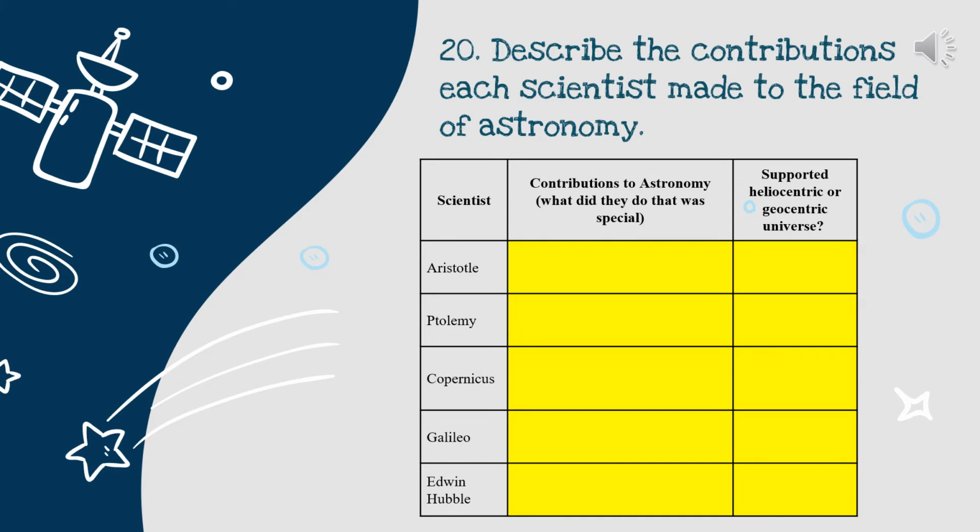Copernicus was the first person to state that the sun was at the center of our solar system. He believed in the heliocentric model. Galileo provided proof that the sun is at the center of our solar system. Jupiter has 4 moons, and Venus has phases just like our moon. These were the proof he used. He believed in the heliocentric model. Edwin Hubble discovered that the universe is expanding, which provided proof for the Big Bang theory. He also believed in the heliocentric model.